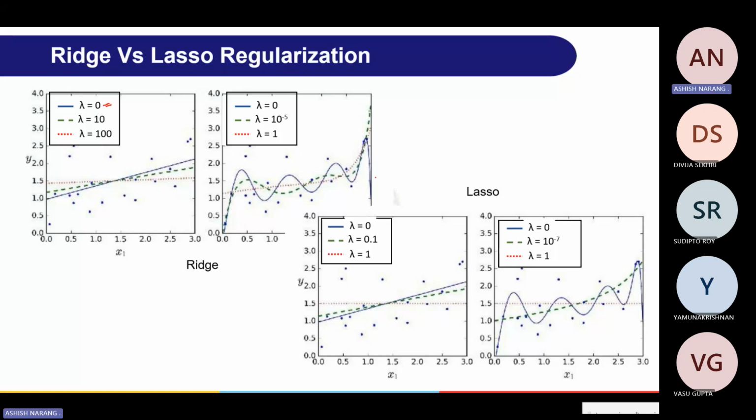When you look at ridge regression, lambda is equal to 0: no regularization, the normal thing that comes in. Lambda 0.1, small change, right? But when you put lambda as 1, this is exactly where it has come in. Weights are not appropriate when you put lambda equal to 1.